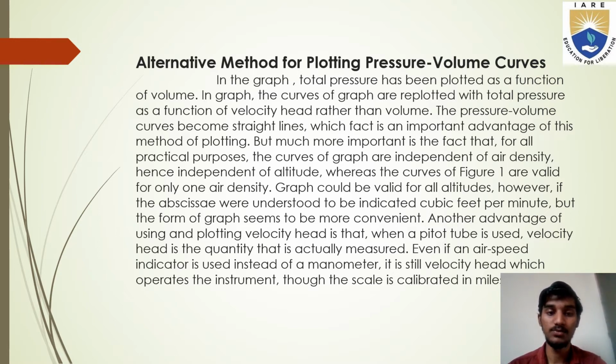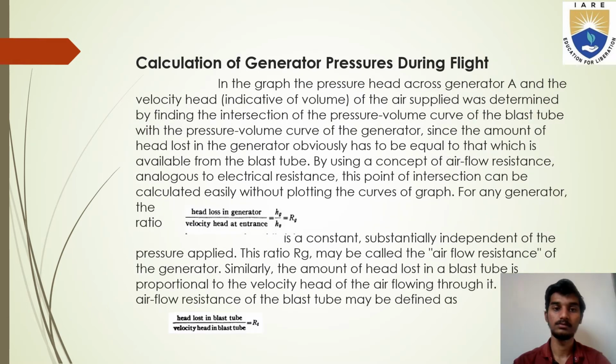However, if the abscissa were understood to be indicated cubic feet per minute, but the form of the graph seems to be more convenient. Another advantage of using and plotting velocity head is that when a pitot tube is used, the velocity head is the quantity that is actually measured. Even if an airspeed indicator is used instead of a manometer, it is still velocity head which operates the instrument, though the scale is calibrated in miles per hour.